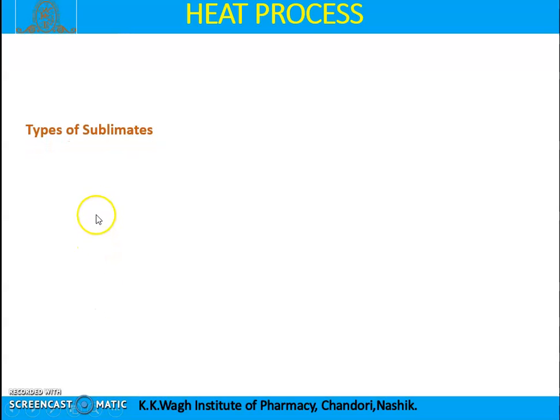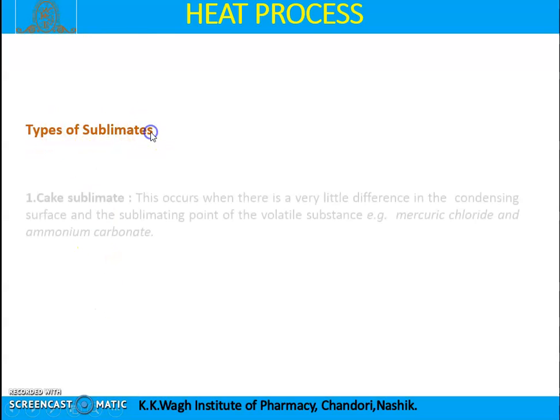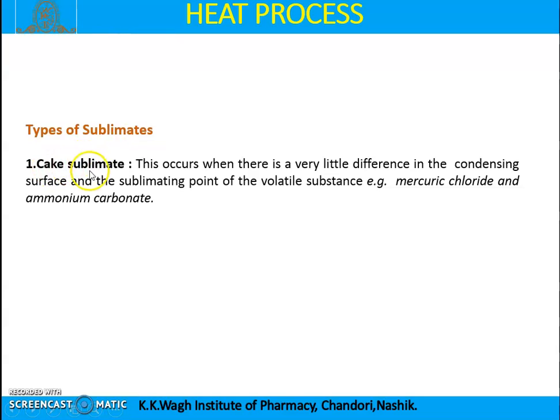Then we see the types of sublimates. There are three types of sublimates. First one is cake sublimate. This occurs when there is very little difference between the condensing surface and the sublimation point of the volatile substance. Examples are mercuric chloride and ammonium carbonate.